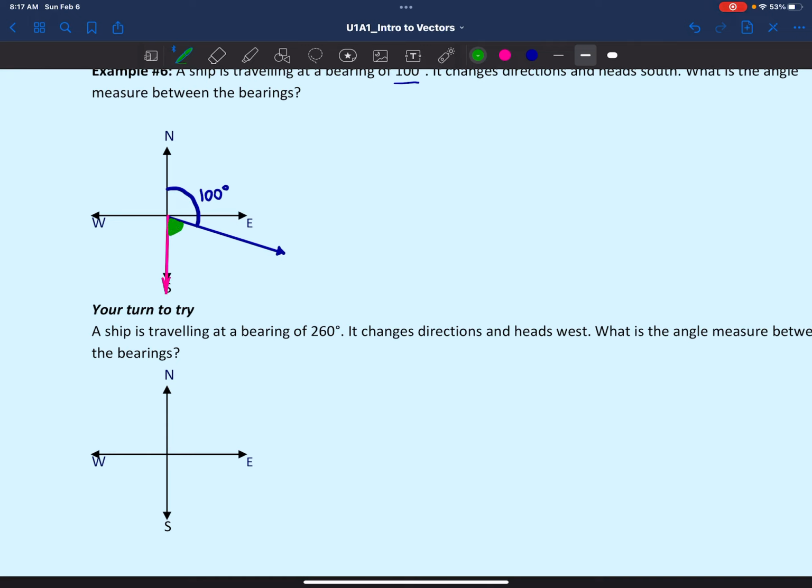How many degrees is this? Well, this whole thing is 180. You take away 100, so that would be 80 degrees. So in this case, we're going to say that the angle between the two bearings is 80 degrees.